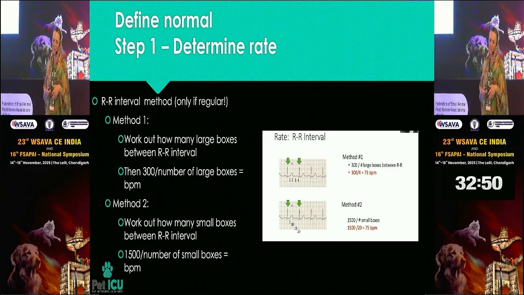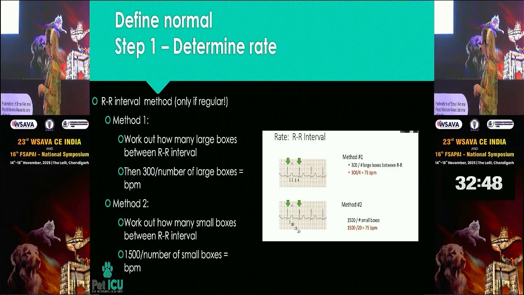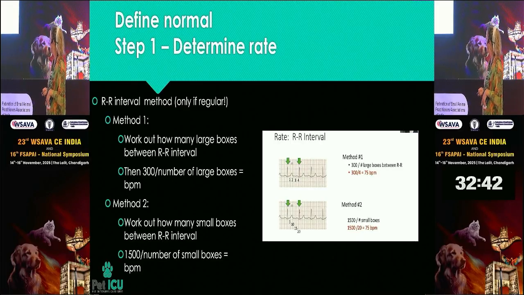Method 2, again, if you're looking at small boxes and trying to be a bit more accurate, there are 1,500 small boxes in a minute, so you divide 1,500 by the number of small boxes and you'll get the same rate.